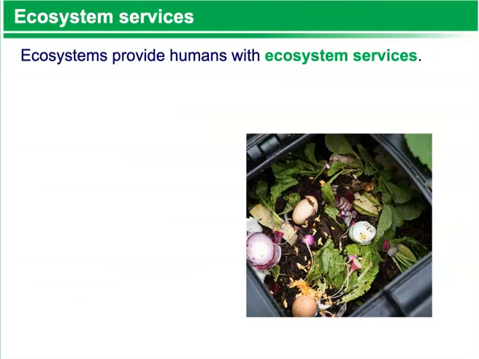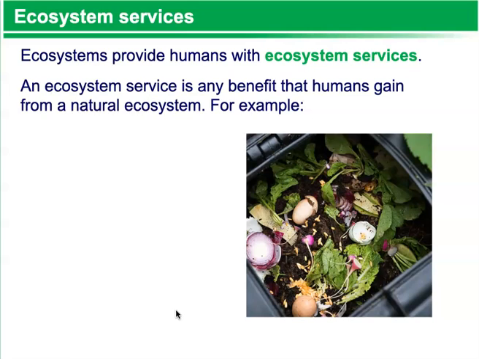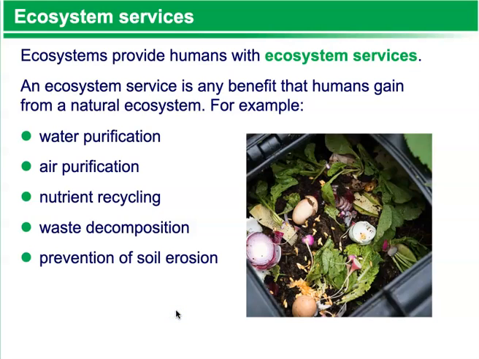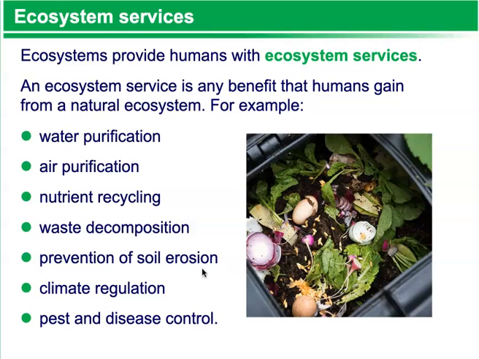Ecosystem services. Ecosystems provide humans with ecosystem services. An ecosystem service is any benefit that humans gain from a natural ecosystem. For example, water purification. Ecosystems naturally purify water. Air purification. Nutrient recycling. And waste decomposition. The preservation of soil. This may also be related to waste decomposition. Climate regulation. And pest and disease control.